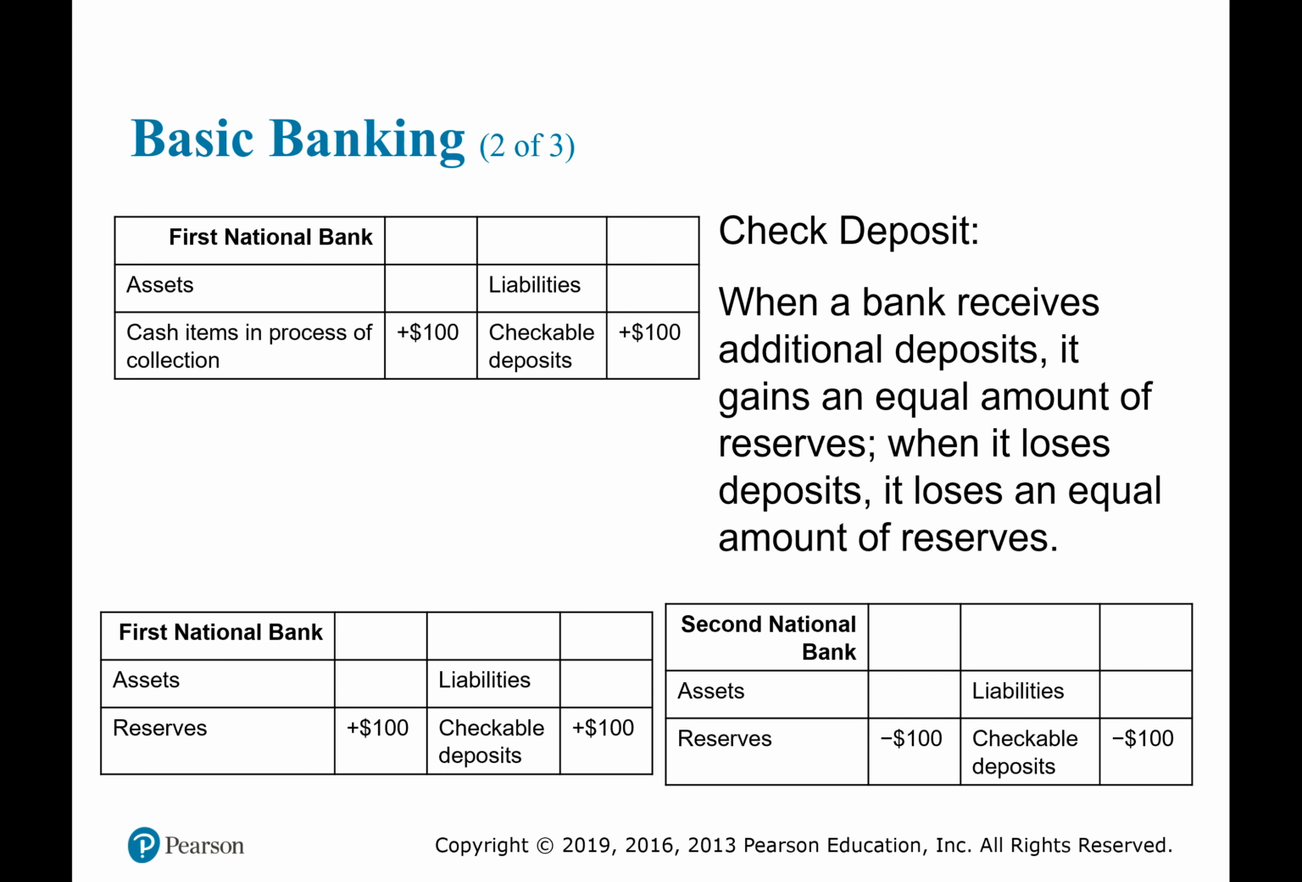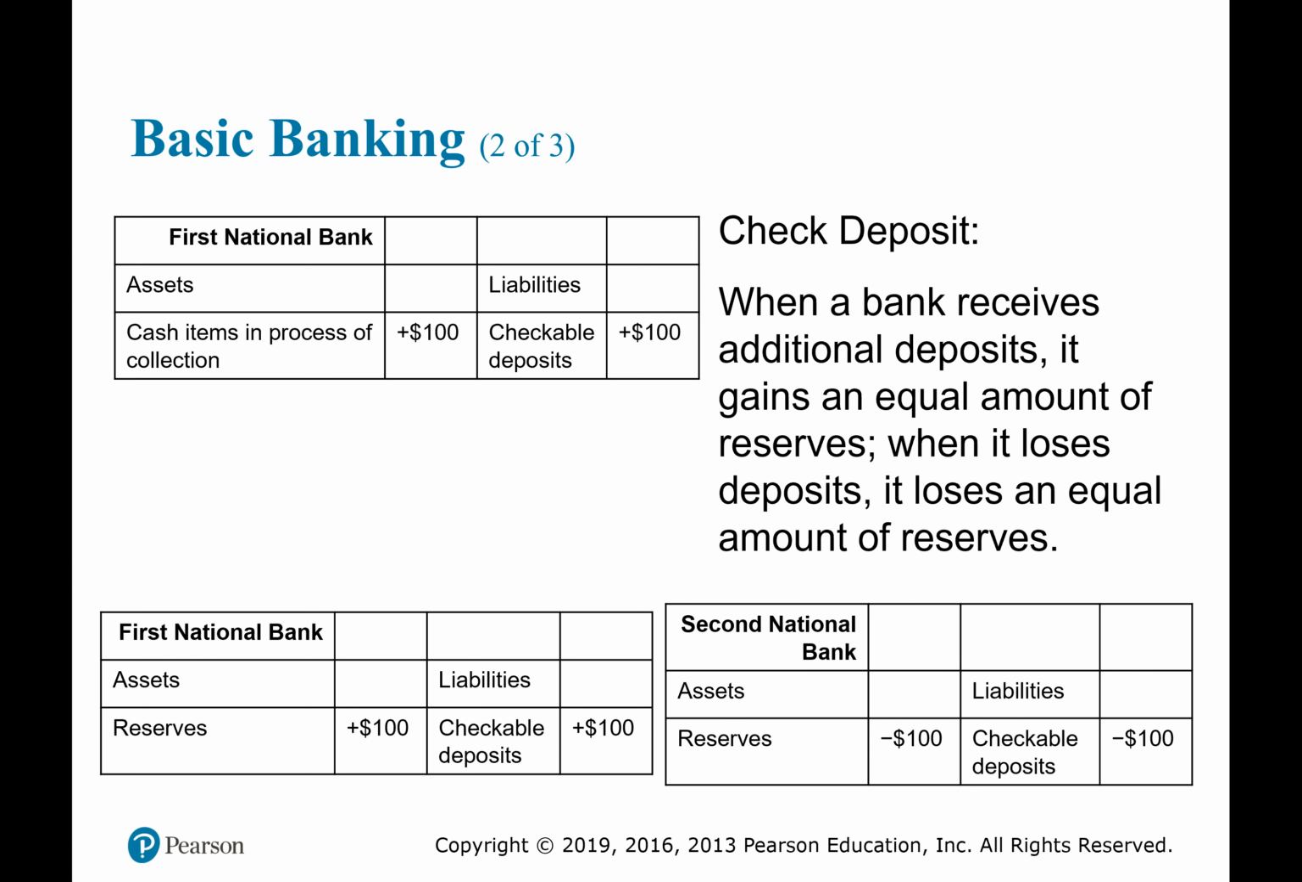So, what happens if you have a check that's deposited rather than cash? Well, pretty similar thing. You have checkable deposits going up by $100 on the right-hand side of that T at the top of the page. And then on the left-hand side, you can see that now, instead of being shown directly as cash, it's called cash items in process of collection. That means it's a check that's basically going through the system.